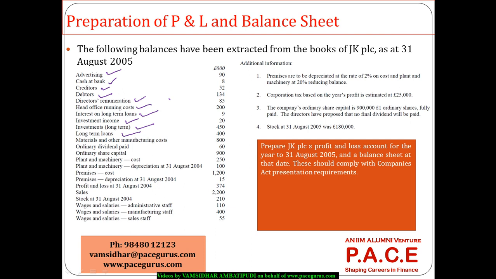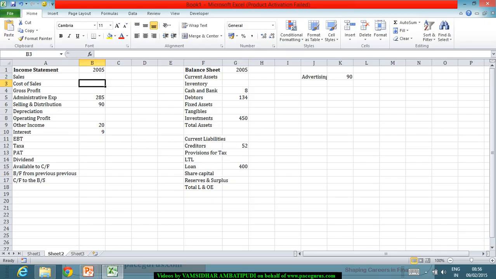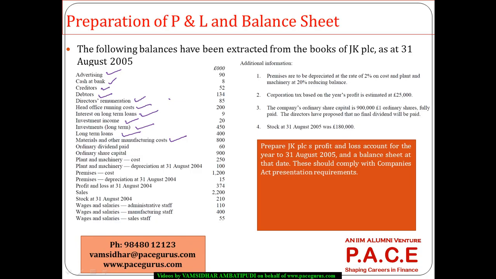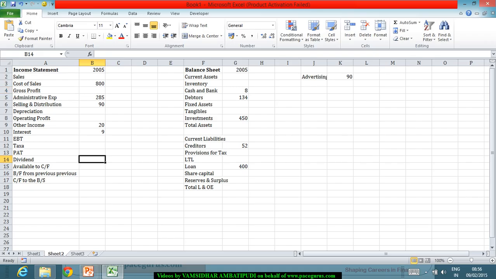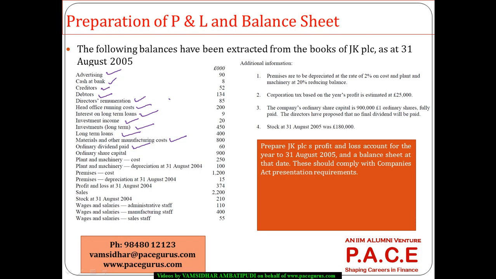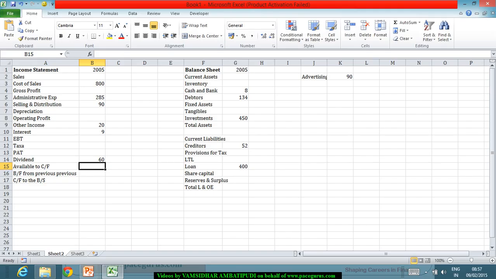Right? Material and other manufacturing costs, which is adding up to your cost of goods sold. So in the cost of goods sold, I'm going to put 800, which is materials and the manufacturing. Ordinary dividend paid in this particular, the dividend that is already paid. So the dividend that is paid 60, I'm going to consider it here. Then ordinary share capital. The ordinary share capital is 900. So I'll try to put it here as 900.